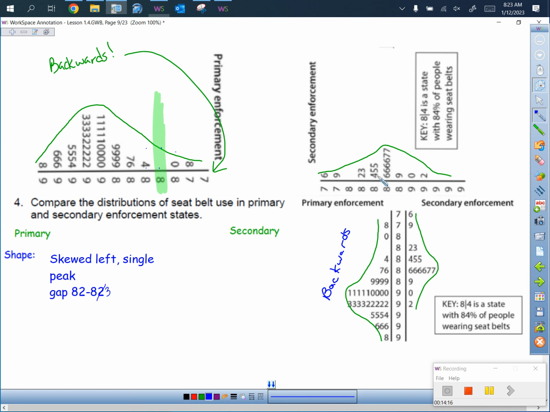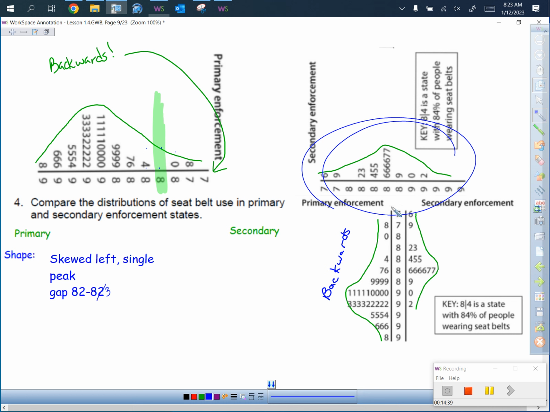Now let's go do the secondary offenses. Discuss with your neighbor, how do you feel this guy is shape-wise? Is he roughly symmetric? Is he skewed which way? Looking at this graph. Again, you could turn your paper to the side if you needed to. What do you think? I agree with roughly symmetric.